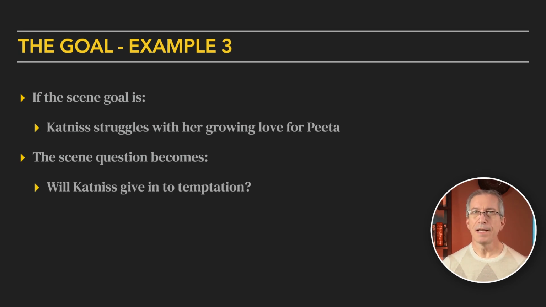Or if the scene goal is Katniss struggles with her growing love for Peeta. Katniss, we learn early on, has a romantic interest with a boy from District 12 named Gale. And so she establishes that connection. But then, as she's thrown into the games with Peeta, she begins to understand that Peeta has liked her for some time.